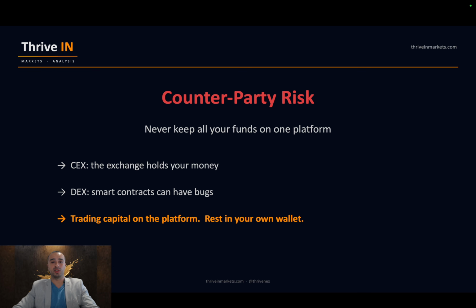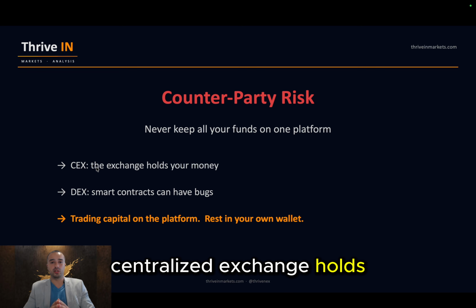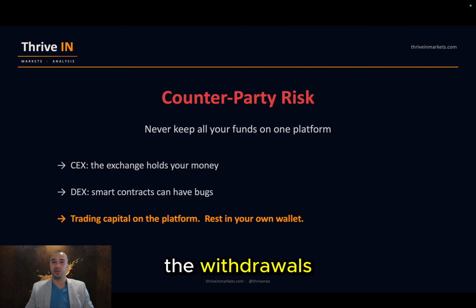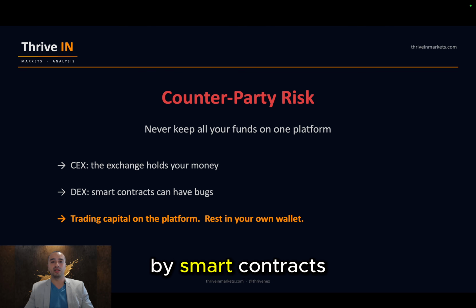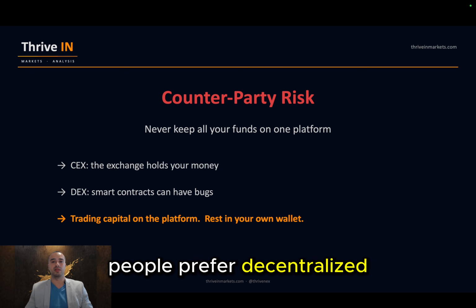The difference between centralized exchange and decentralized exchange. Centralized exchange holds your money. They can delay the withdrawals, but on a decentralized exchange, everything is done by smart contracts on the blockchain. So when you try to withdraw or execute a position, everything is secured by smart contracts. It's your money, your keys. You own and have full control on a decentralized exchange. That's why some people prefer decentralized exchange.